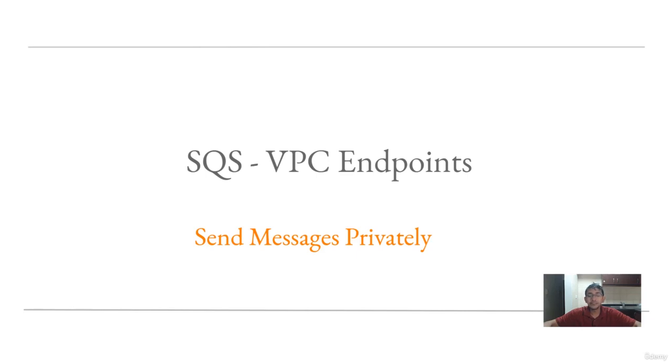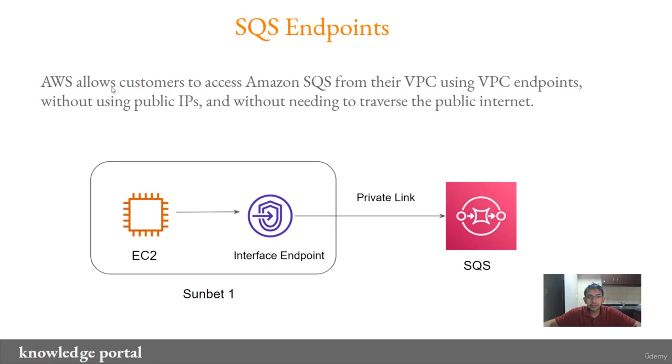Now in today's video we will be discussing how we can make use of a VPC endpoint to connect to the SQS service privately. AWS allows customers to access the SQS service using the VPC endpoint. So if you want to access it, you do not really need a public IP or need your packets to traverse the public internet. The architecture is very simple. You have an EC2 instance. Through the interface endpoint, you can connect to the SQS service privately.